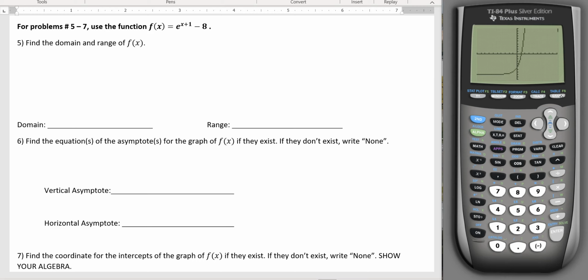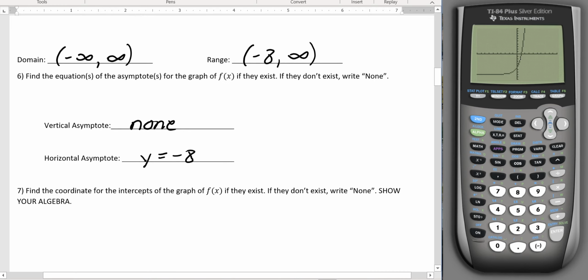All right, now I know since this is exponential that minus 8 is going to represent my asymptote. Remember that the domain of all exponential functions is always -infinity to infinity. The range is, in this case, going up from the horizontal asymptote, so that would be -8 to +infinity. Exponentials do not have a vertical asymptote, so we'll say none. The horizontal asymptote, however, would be y equals -8.